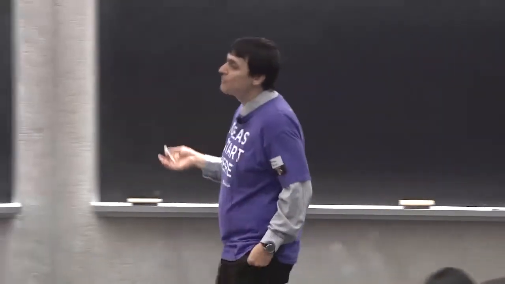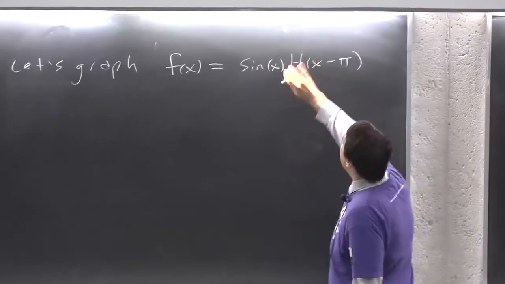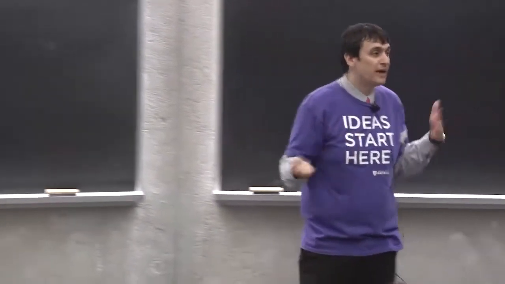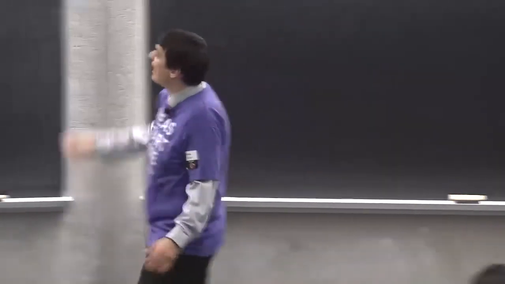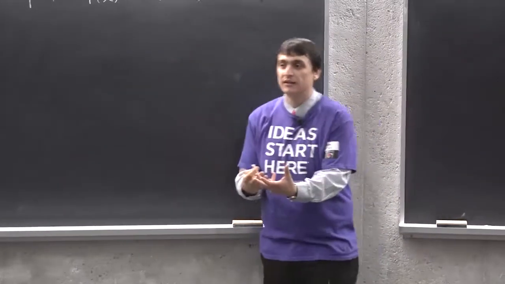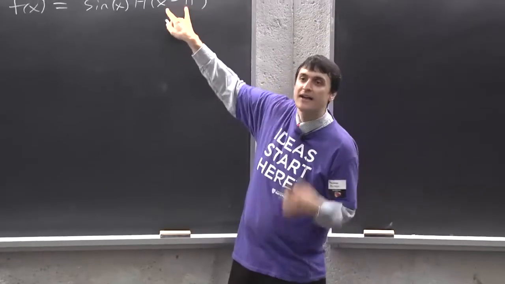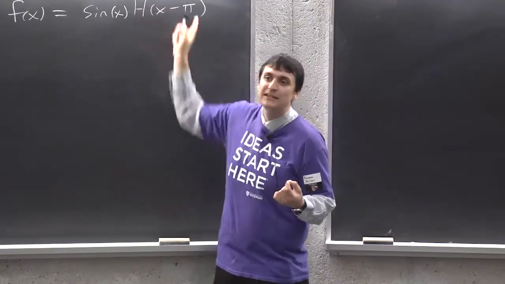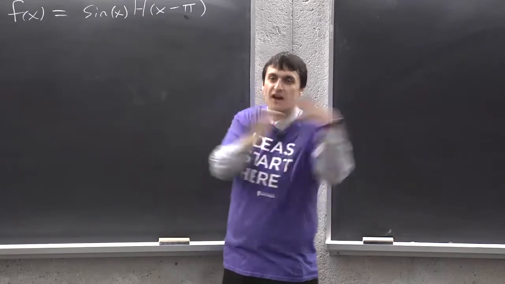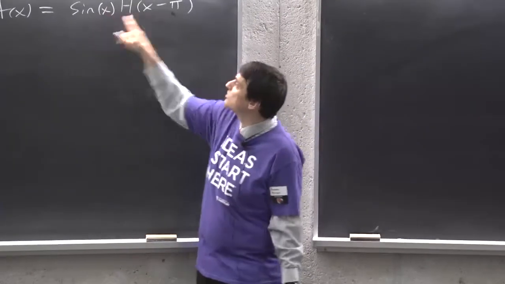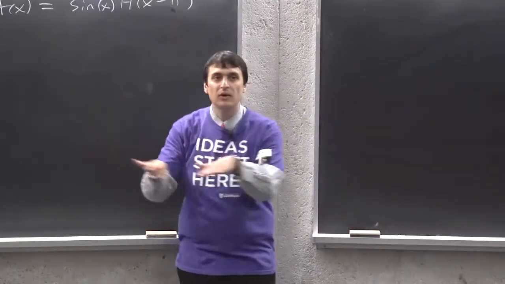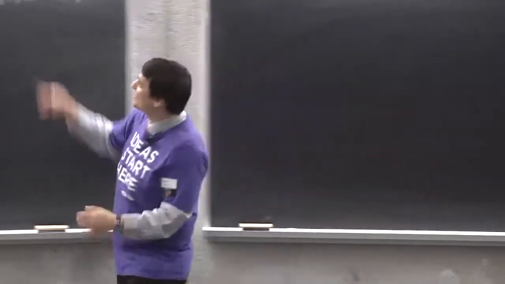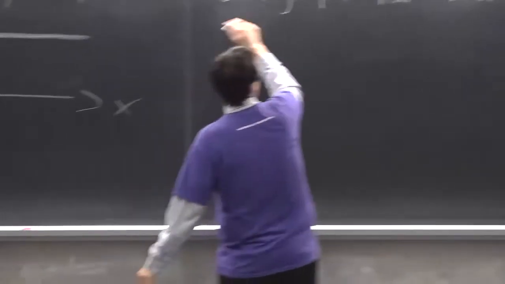What you have to remember is that h of anything, as you all very well know, is either 0 or 1 depending on what the input is. So x minus pi is the input. So depending on whether x minus pi is positive or negative, you're either going to get a 1 or a 0 replacing this capital H of stuff, right? So we've got a sine function multiplied by a 0 that later turns into a 1, okay? And that's the way we look at it. So let's graph this.